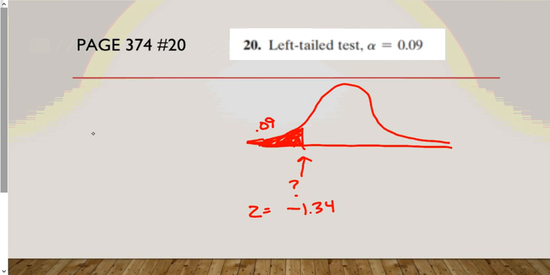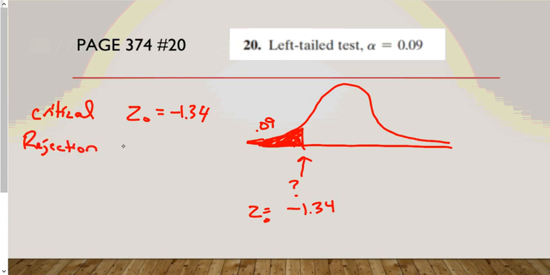So what we would say then is our critical value, like z naught, if you will, would be negative 1.34. Put a naught there. And then the rejection region would be any time that you get a z that's less than negative 1.34. So if you get anything less than negative 1.34, then you would reject. If you don't get something less than negative 1.34, then you fail to reject.